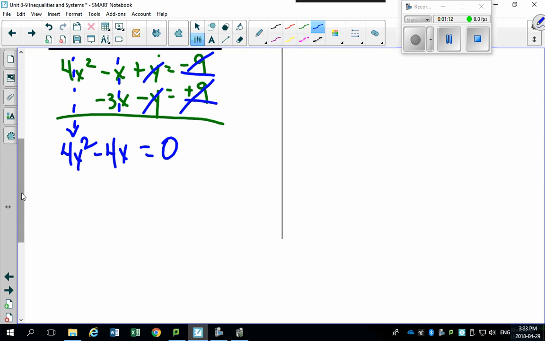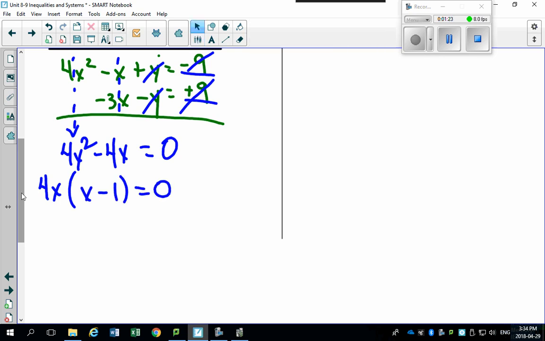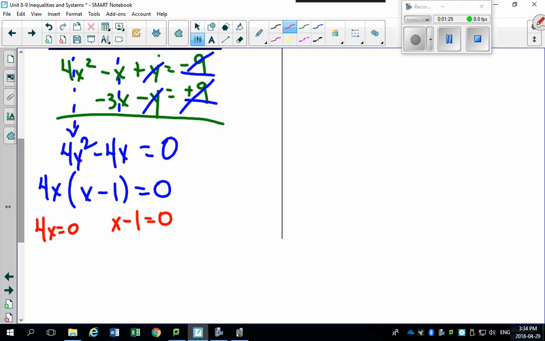making this factoring incredibly easy. Check it out. All you have to do is GCF, take out a 4x. This leaves you with x minus 1 equals 0. Wow, is that ever fun when that happens? So now you've got 4x equals 0 and x minus 1 equals 0. Divide by 4, divide by 4. And look at that, your first answer is x equals 0. Add 1 to both sides. Check it out, this becomes x equals 1.